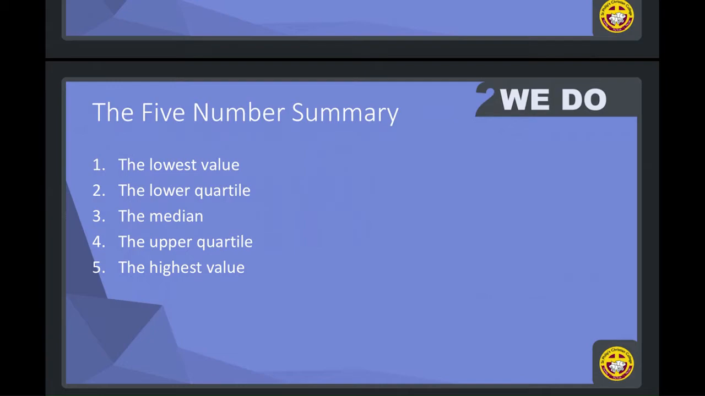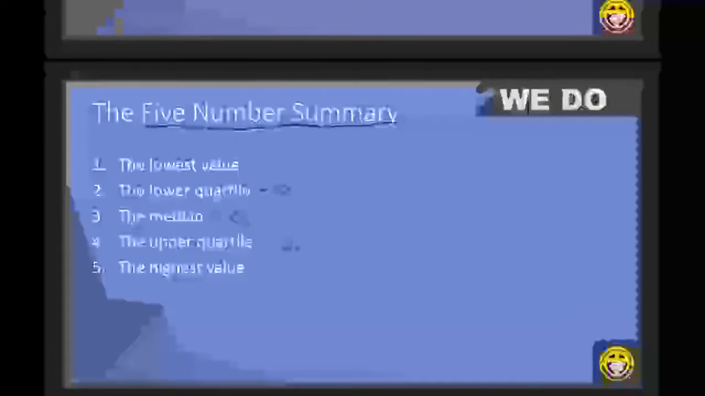Alright, after you've written that down, we're going to write down the 5-number summary. This is reminding us what the 5-number summary is. It starts with the lowest value, and then it has the lower quartile, Q1, the median, Q2, the upper quartile, Q3, and then the highest value. This is pretty straightforward, but you're going to see this come up a lot in this lesson and the next one, so it's important to have it clear in our minds what it is.